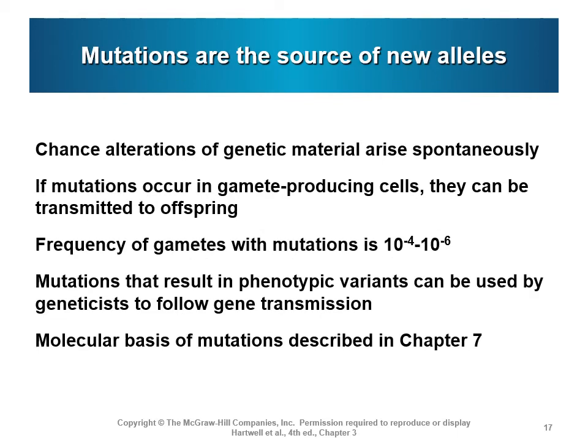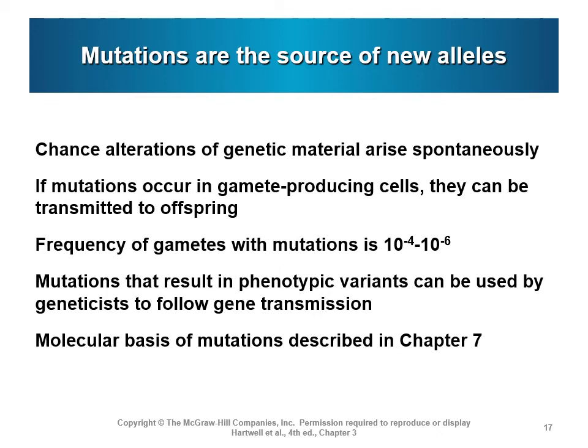Mutations are the source of new alleles. Mutations occur whether through errors in replication or under chemical or physical stress. These changes are not controlled and are usually deleterious but not always lethal. If mutations occur in gamete-producing cells, they can be transmitted to offspring because egg and sperm will contain these mutations in their genomic DNA.